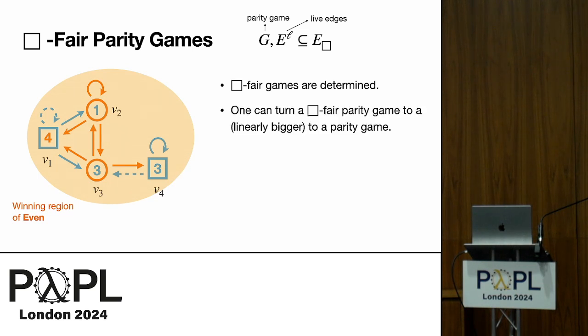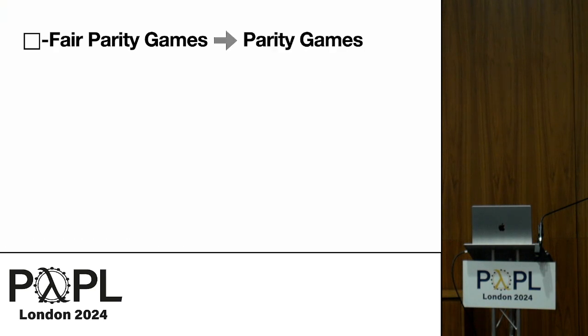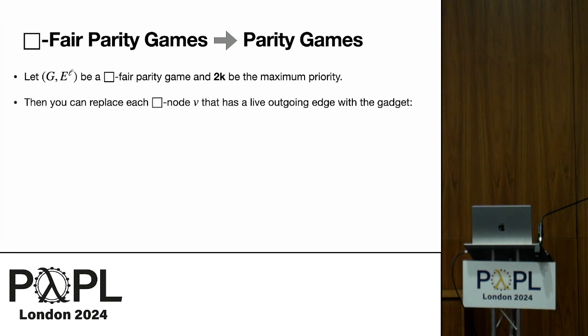And one can turn a square fair parity game into a normal parity game with only a linear increase in the size. This is due to a result of Chatterjee, Jurdziński, and Henzinger. I will just briefly give the gadget, but not try to really explain it too much. So we have a square fair parity game, and 2k is the maximum priority on its nodes. We can replace each square node that has some live outgoing edge with the following gadget.